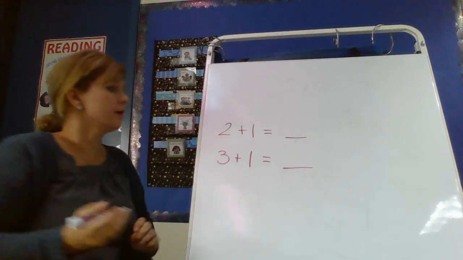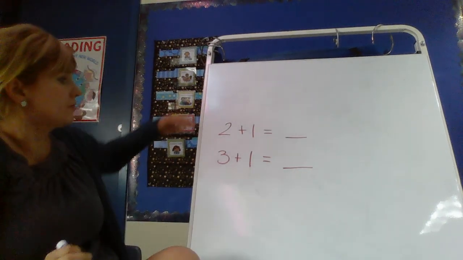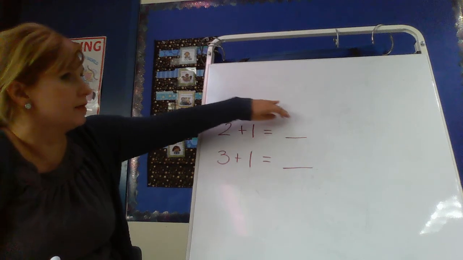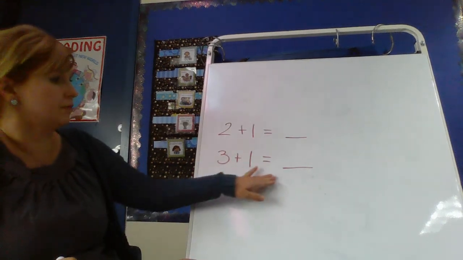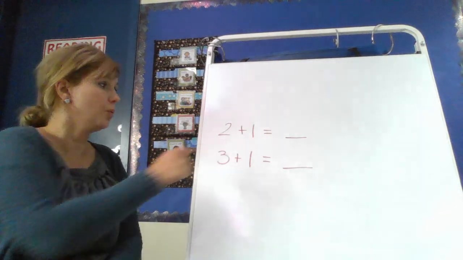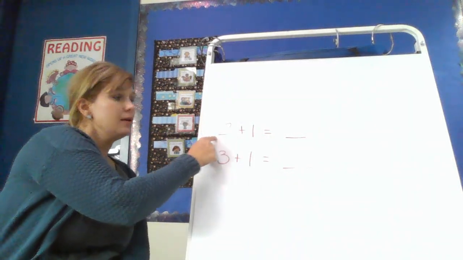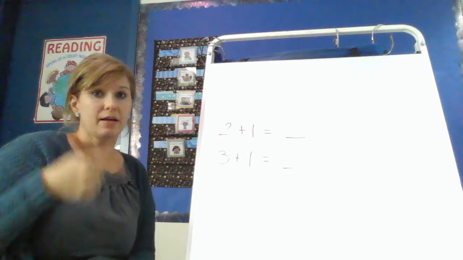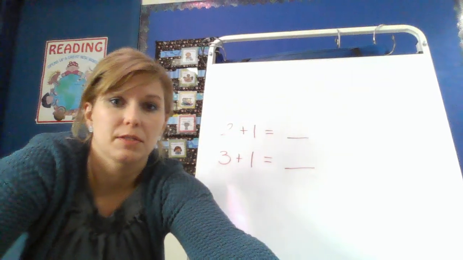Okay, so I'm going to look at these 2 equations. This first one says 2 plus 1 equals blank. The second one says 3 plus 1 equals blank. The rule this time that we need to think about is whenever we add 1 to another number, the answer is just going to be the next number. I'm going to move this forward so you can see here.